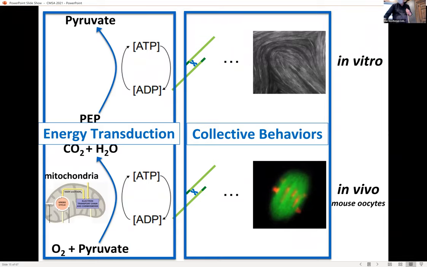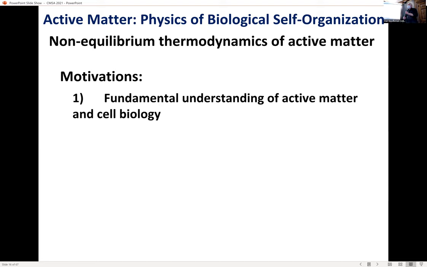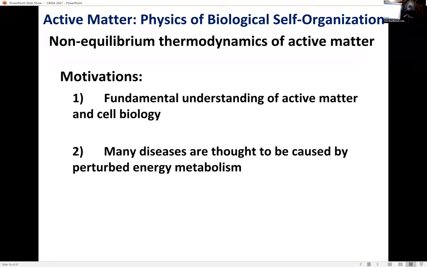All right. Okay, so then I think trying to understand the non-equilibrium thermodynamics of these active matter systems is very, very interesting and I'd argue important. So for me personally, I have multiple motivations. One is I think it's cool. I want to have a fundamental understanding of both active matter and cell biology. Another motivation though is that many diseases are caused by perturbed energy metabolism. It's believed that many diseases do that, and that results in cell biological defects, right? And how that happens is actually very, very poorly understood.